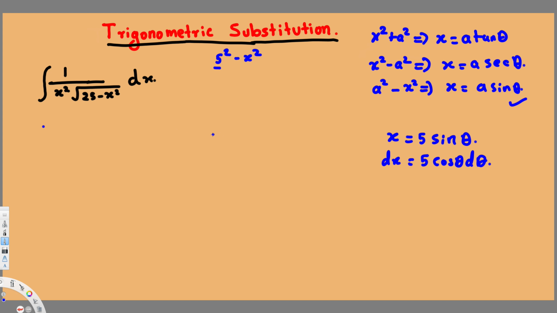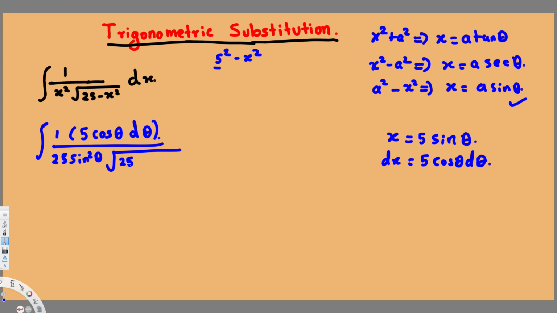Here now we have to write everything in terms of theta. In the top you are going to have 1 times, instead of dx, we plug in this 5 cos theta d theta. And in the denominator we are going to have x square. So for x square we have to square this one. If you square this one, you will get 25 sine square theta. And in the square root we are going to have 25 minus 25 sine square theta.